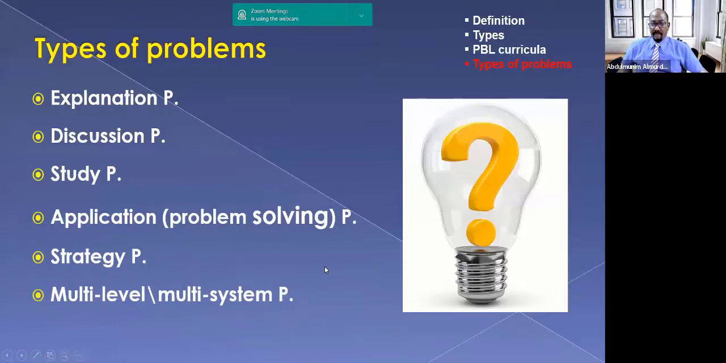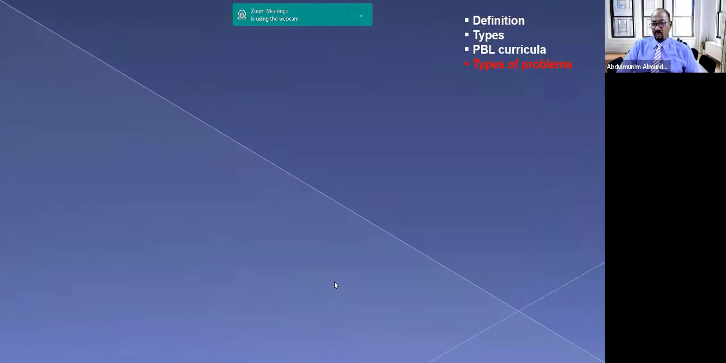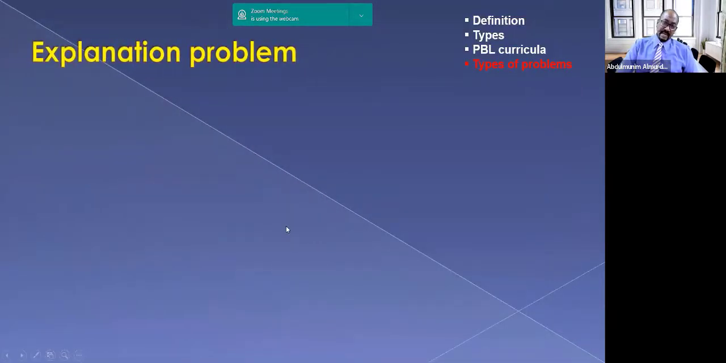If you look at them, you will very clearly identify that the first 3 are used early, and the second 3 are used later in the curriculum. But that doesn't mean application problems, the problem solving, cannot also be used early. If you have just a soft type of problem and you ask the students to actually try to solve the problem, it will be an application problem or a problem solving type. So we have 6 types. I will give just a few words about each of these types.